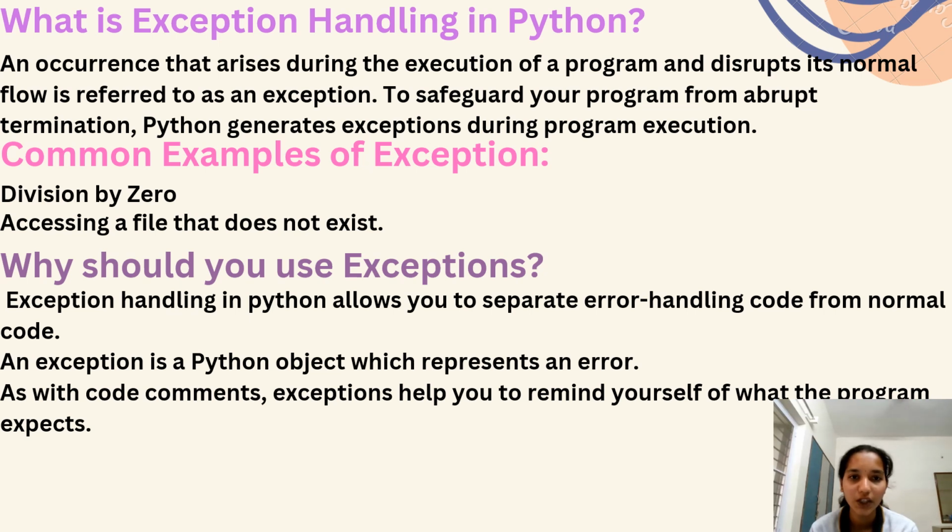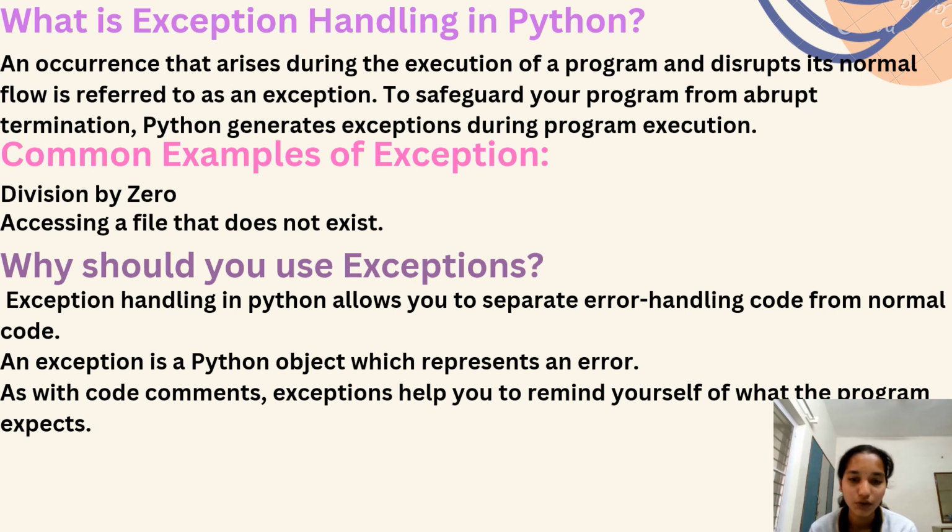What is exception handling in Python? An occurrence that arises during the execution of a program and disrupts its normal flow is referred to as an exception. To safeguard your program from abrupt termination, Python generates exceptions during program execution. Common examples of exceptions: division by zero, accessing a file that does not exist.